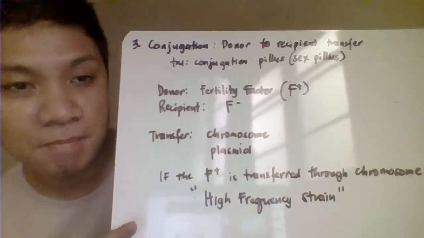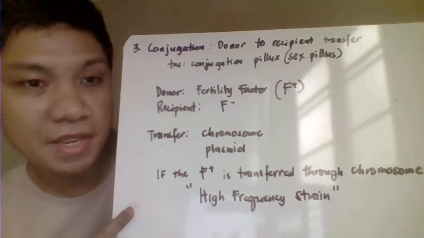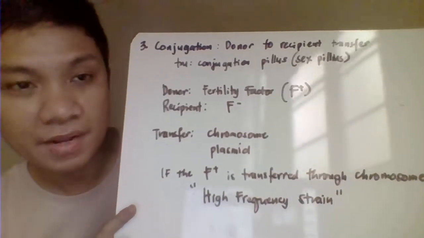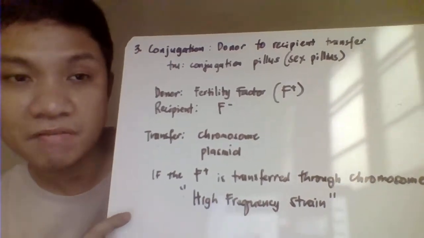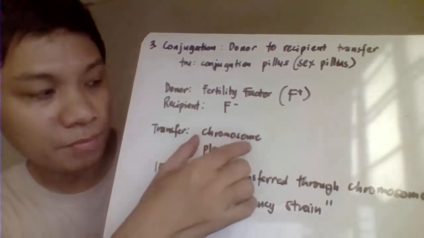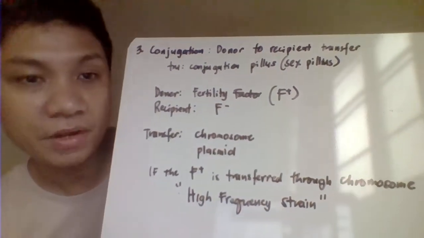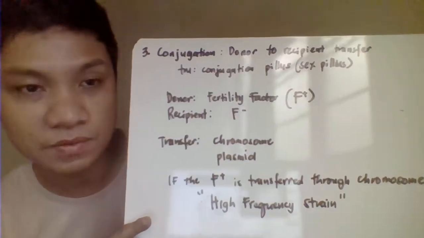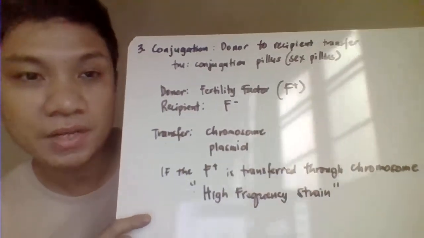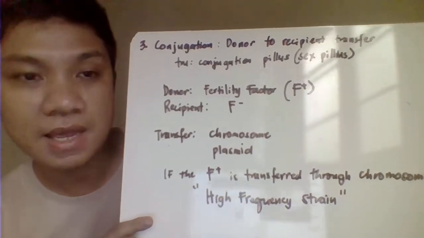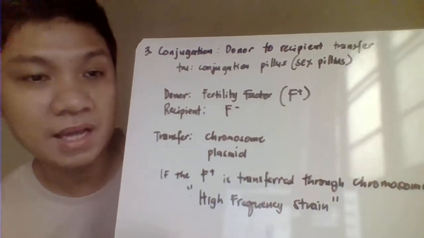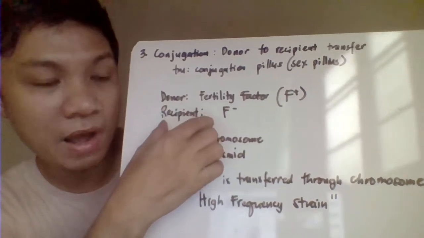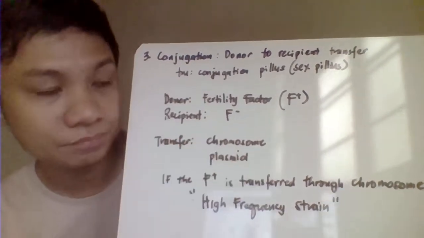Okay, the next method of genetic recombination is through your conjugation process. Conjugation is a way of transferring genetic information that may be in the form of the chromosome, or even the plasmid, through your conjugation pilus or your sex pilus. Remember that your conjugation pilus or sex pilus is a hollow tube that is reproduced by the donor and tries to make contact with the recipient.